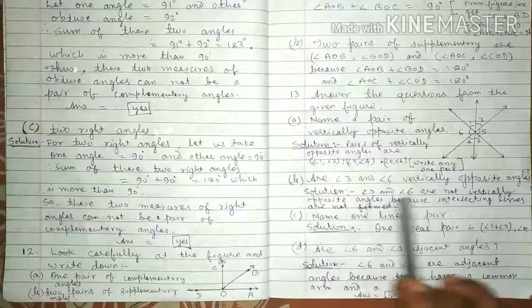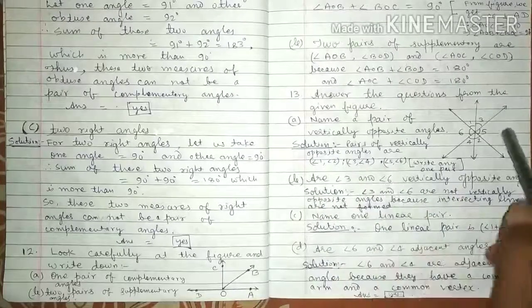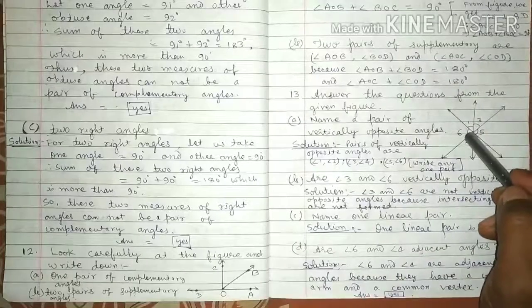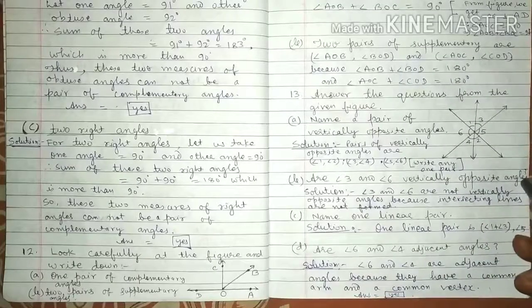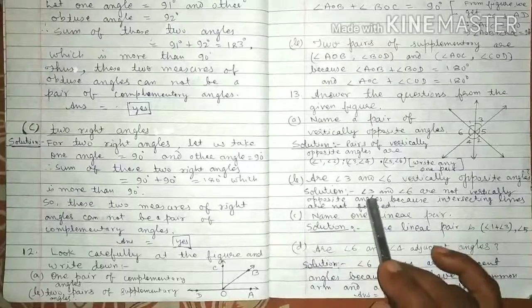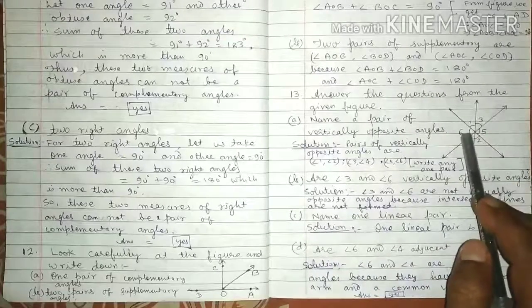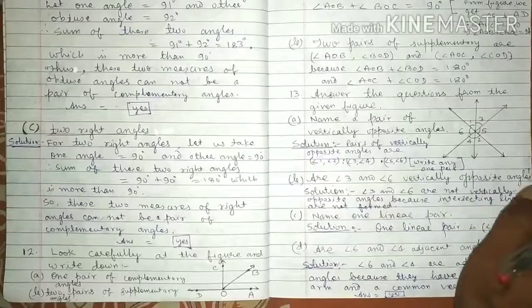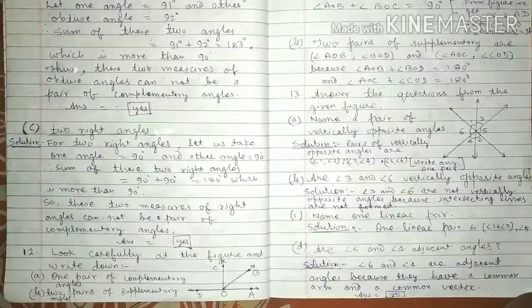Question B. Are angle 3 and angle 6, this angle 3 and this angle 6, vertically opposite angles? For the solution of this question, we write angle 3 and angle 6 are not vertically opposite angles because intersecting lines are not formed.